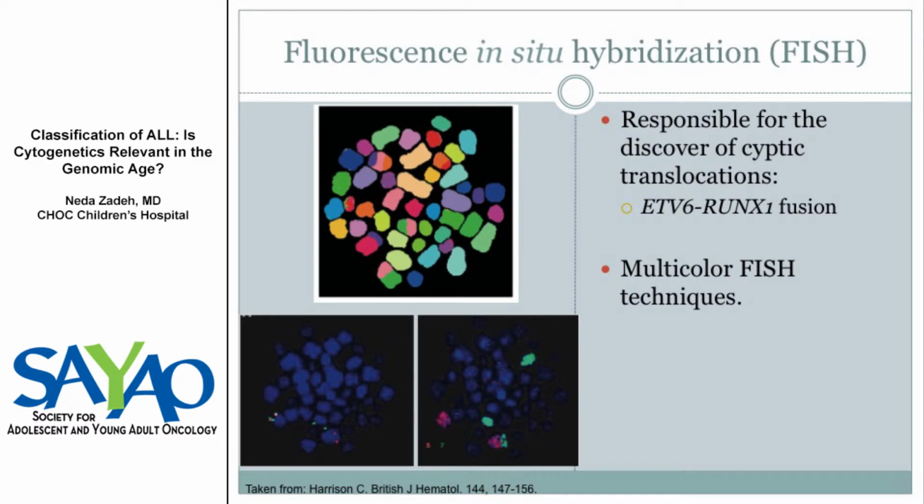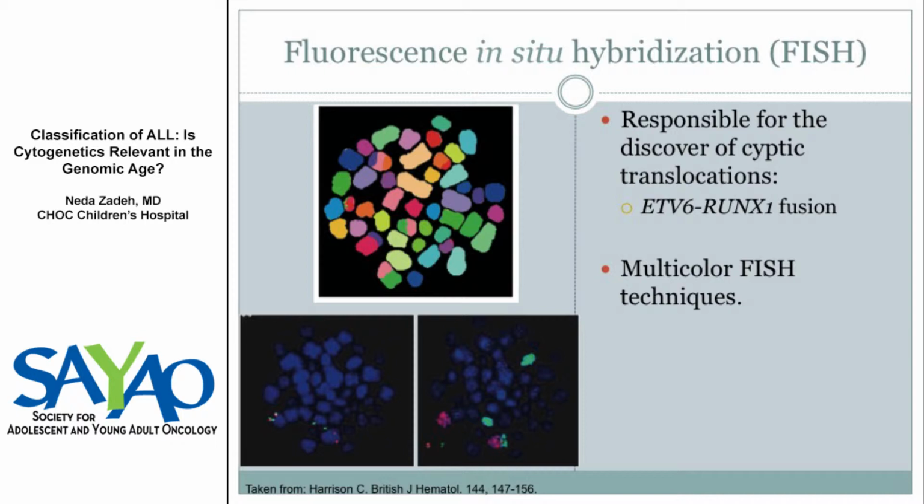Skipping over to FISH, now that we've talked about chromosomes, multicolor FISH techniques have also elucidated novel chromosome abnormalities in complex karyotypes. What I'm trying to show you here, the top picture illustrates multiple color FISH of a very, very abnormal metaphase taken from a child with acute lymphoblastic leukemia. The color changes along the chromosomes indicate the locations and origins of the chromosome translocations.